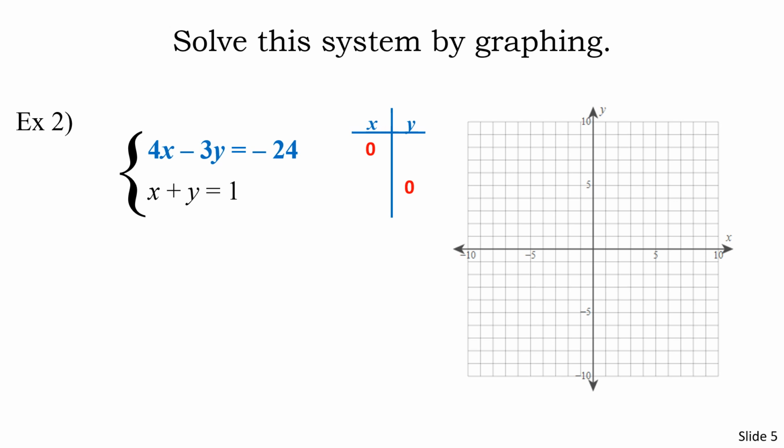So when x is 0, I end up with negative 3y equals 24, so y is 8. And when y is 0, I get 4x equals negative 24, so x is negative 6. There's the y-intercept, there's the x-intercept, and I have my line.